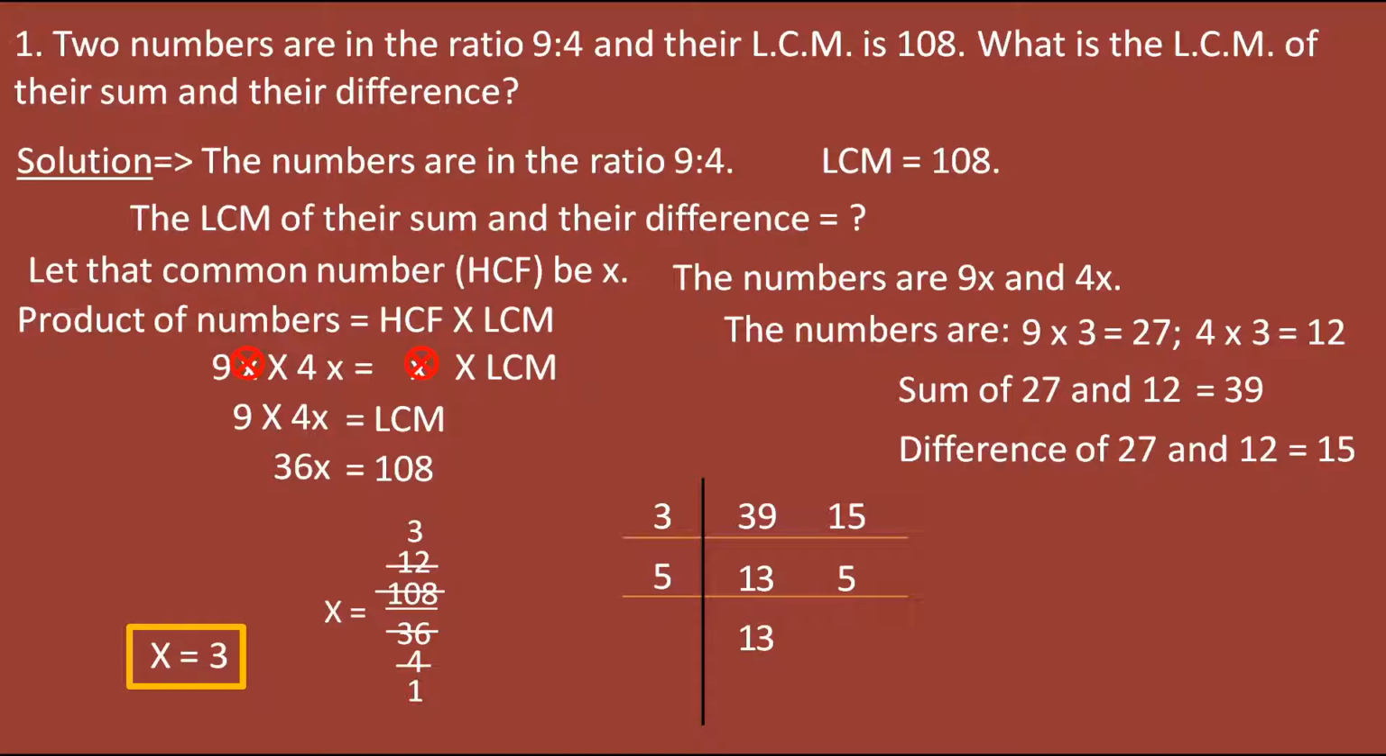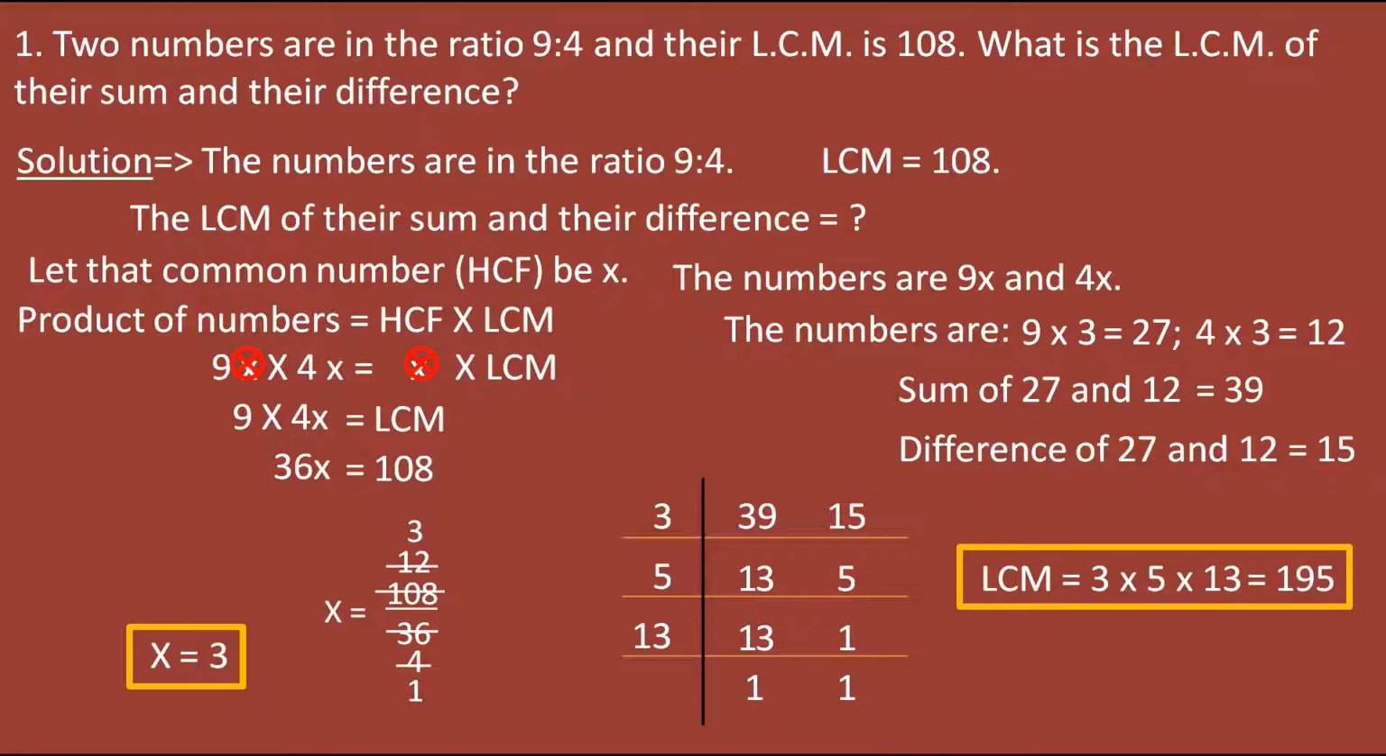5 1s are 5. Now 13 1s are 13. So when we multiply this, we will get the LCM, that is 3 5s are 15, 15 13s are 195, which is the final answer of this question. Okay, now let's see the second question.